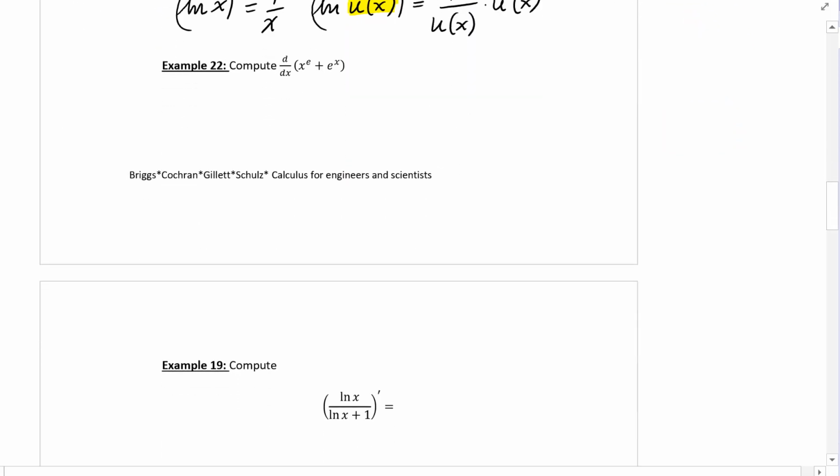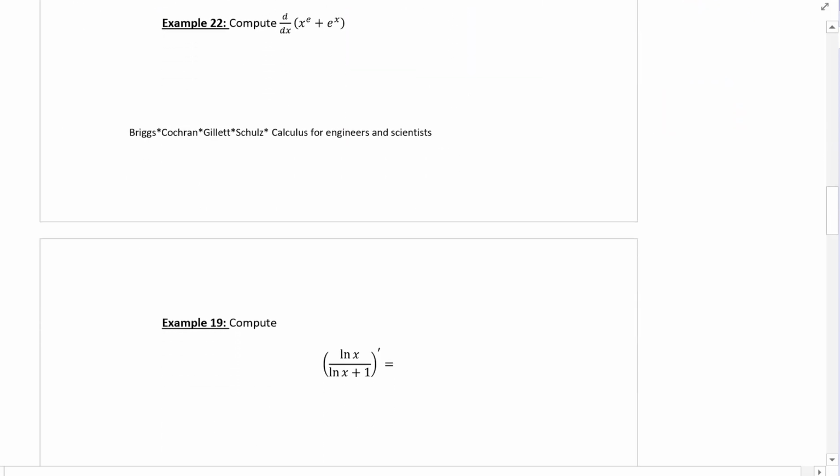Let's take a look at the next problem. Compute the derivative of x to the e plus e to the x. So very interesting, right? That means let's differentiate this one separately and then differentiate e to the x prime.